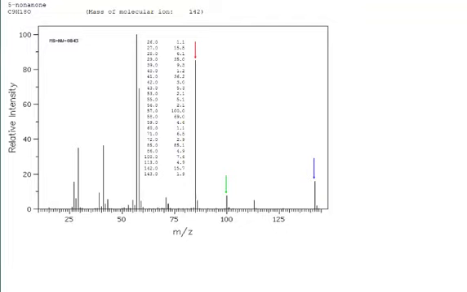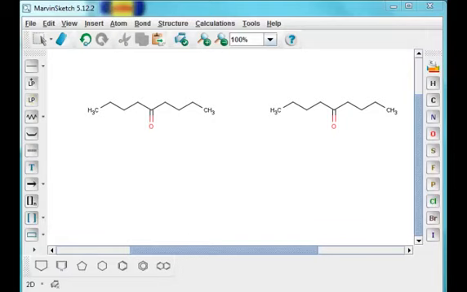To show how to do the mass spectrometry fragmentation discussion board assignment, I'm going to use 5-nonanone as an example, and the peaks I'm going to look at are at 142, 100, and 85. I've pasted the structure twice into Marvin Sketch, and now I'm going to put my electron pairs in.